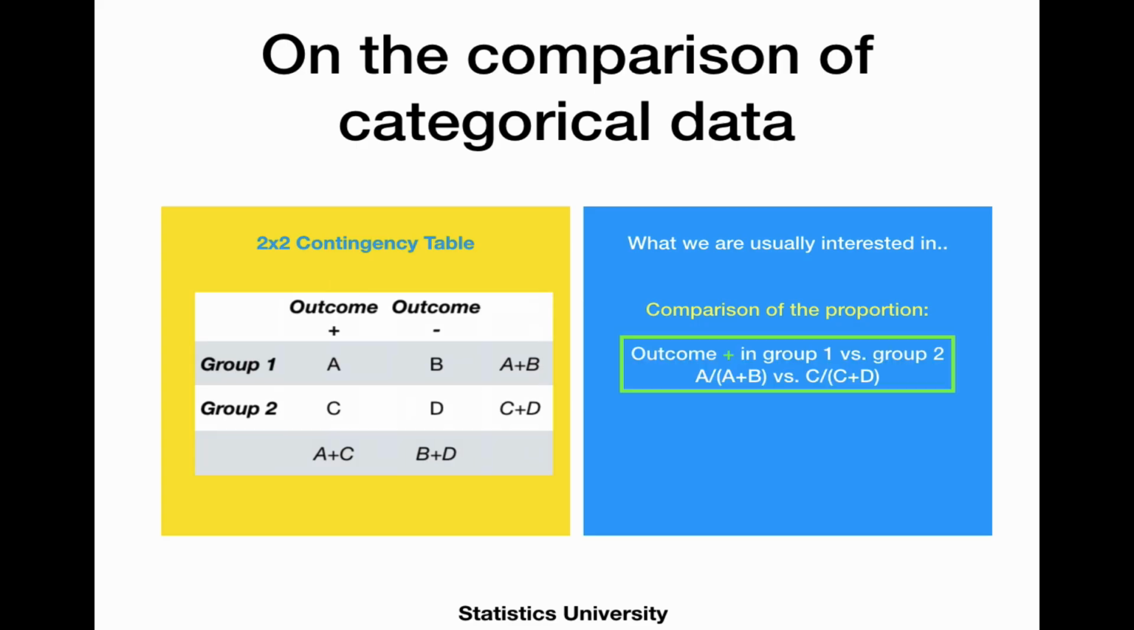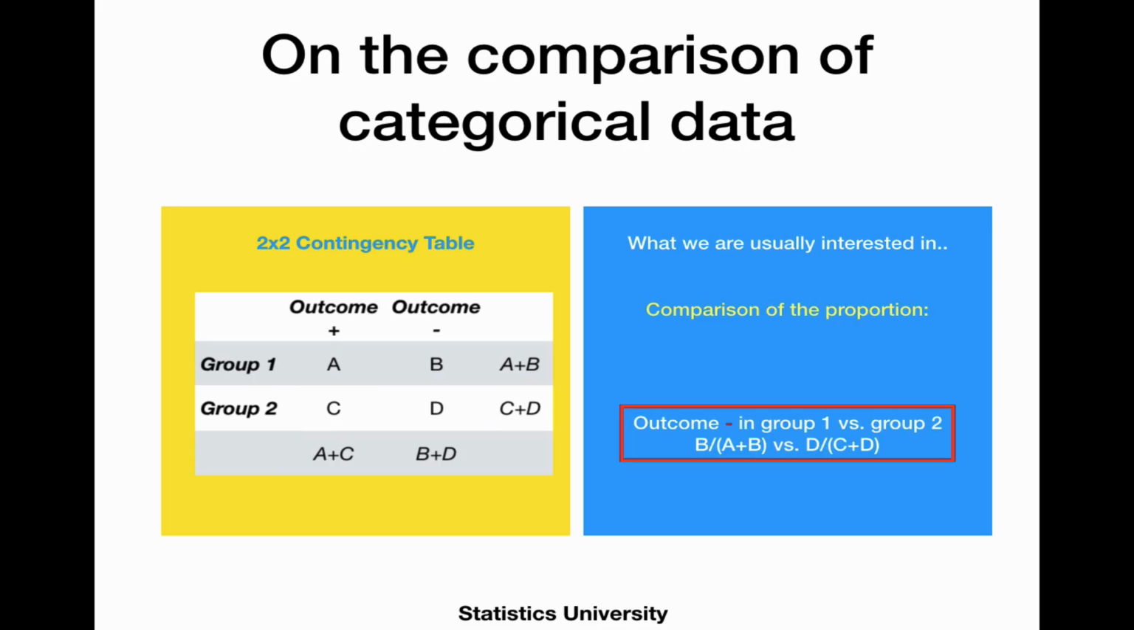And if we want to compare the proportion of patients with a positive outcome in both groups, we divide A by A plus B. So we look at the number of patients with a positive outcome as a ratio of the total number of patients in group 1. And then we do the same for group 2, and we compare those proportions. But we can also look at the negative outcome proportion in a similar way by comparing the ratio of B over A plus B and D over C plus D.